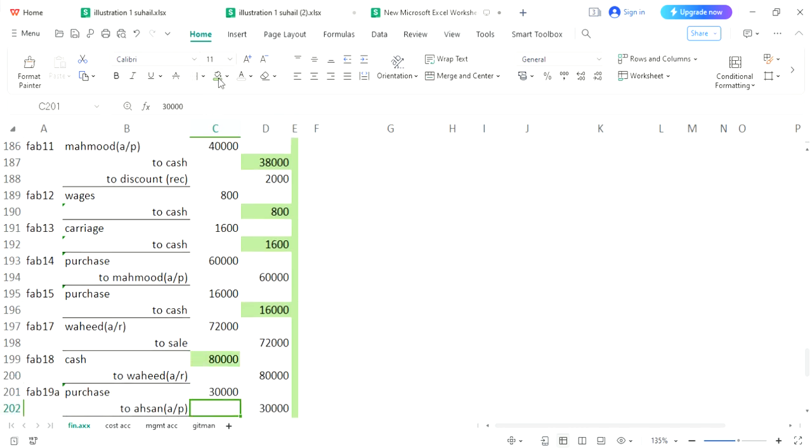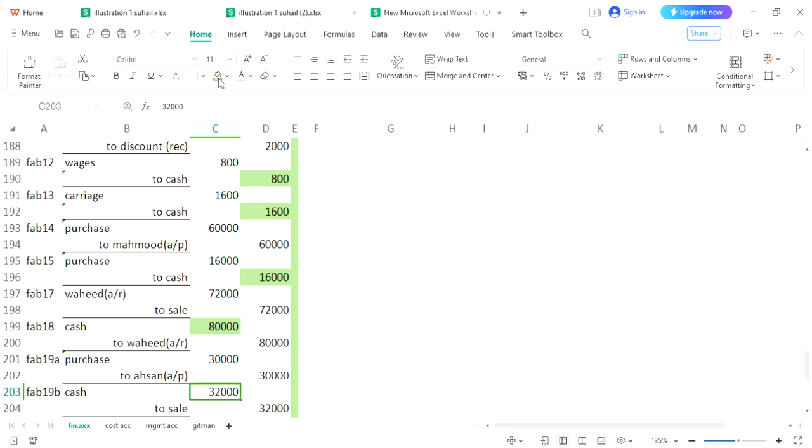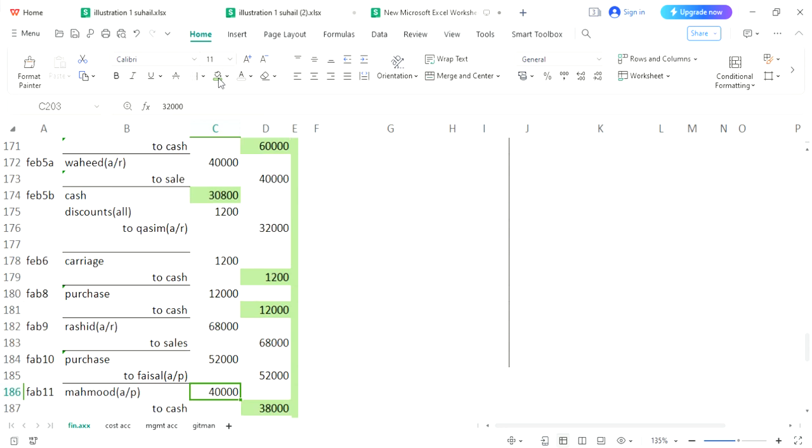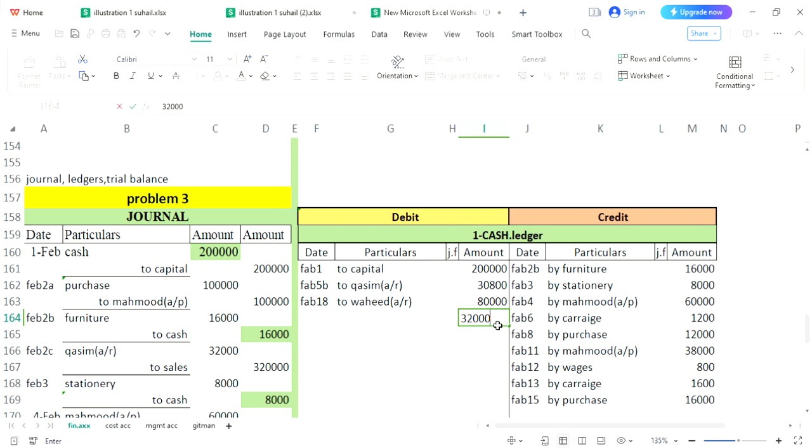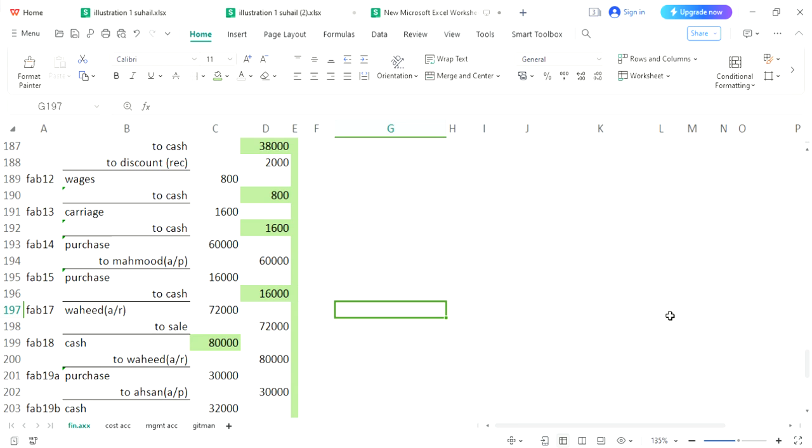After 80,000, again we are starting our search. So we have found out cash 32,000 on the debit side. 32,000 is written on the debit side. We have chosen the same debit side in the ledger as well. It's time to see this 32,000.